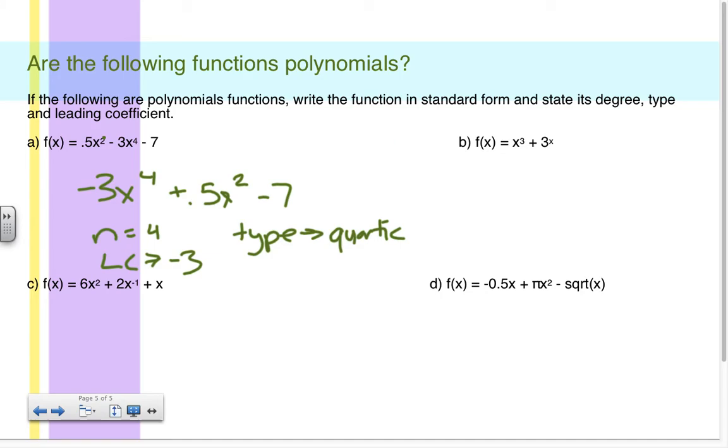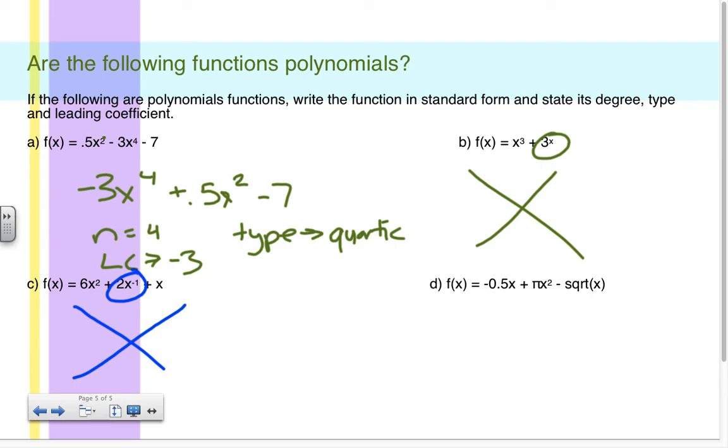Part B would not be a polynomial because of this term right here. I have an x in the exponent. That is not a positive whole number, so that would not be seen as a polynomial. Looking at C, the same sort of idea. The term that messes me up is this one here, because I have an exponent that is negative. The exponents have to be positive whole numbers, and the coefficients have to be real numbers. So that would also not be a polynomial.